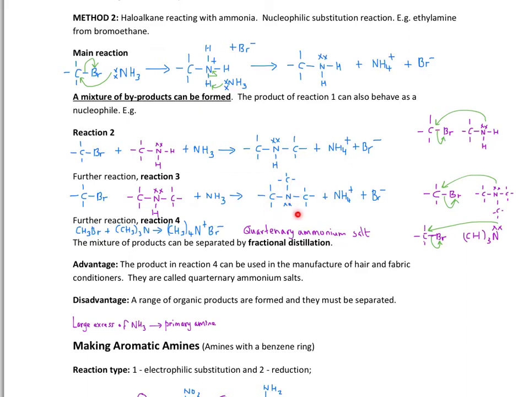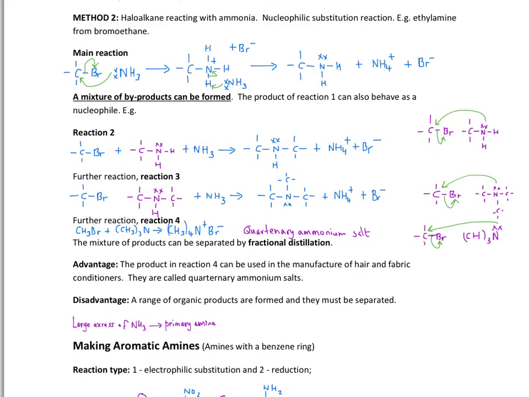And then this product as well, it's got a lone pair. It can also act as a nucleophile with some fresh CH3Br, this time making only one product, and that is a quaternary ammonium salt. So it's got 4 methyl groups, hence quaternary, and it's a salt because it's a positive cation, negative anion.